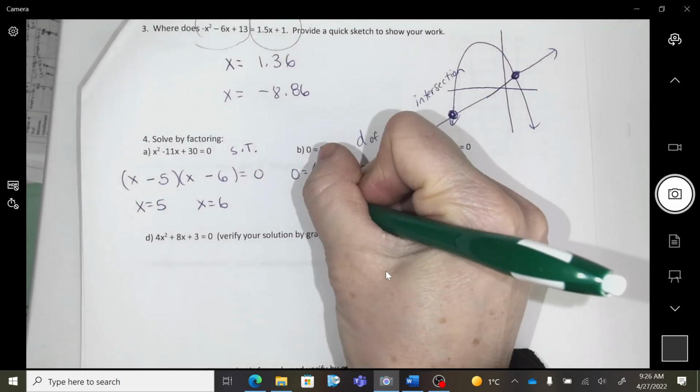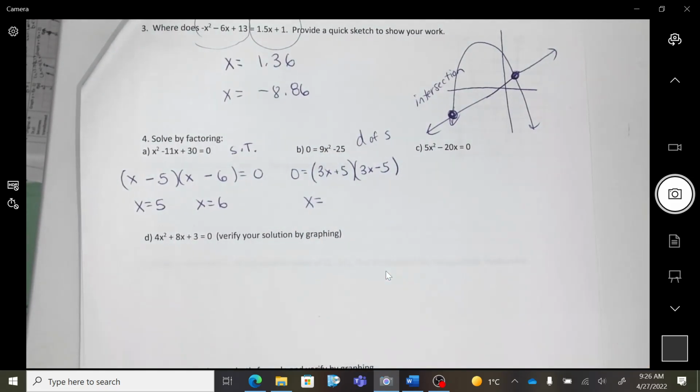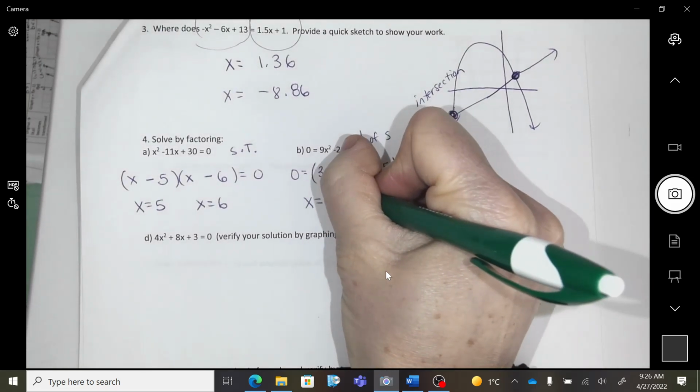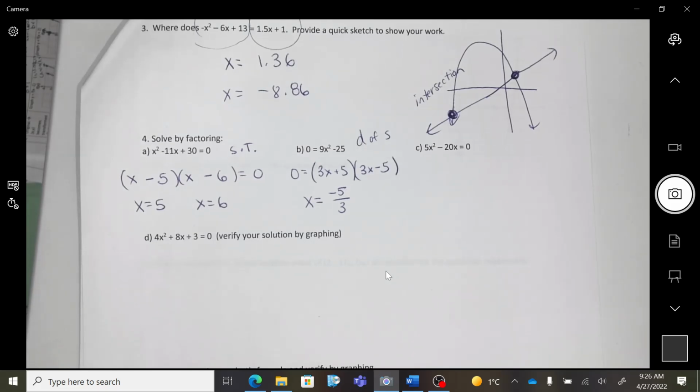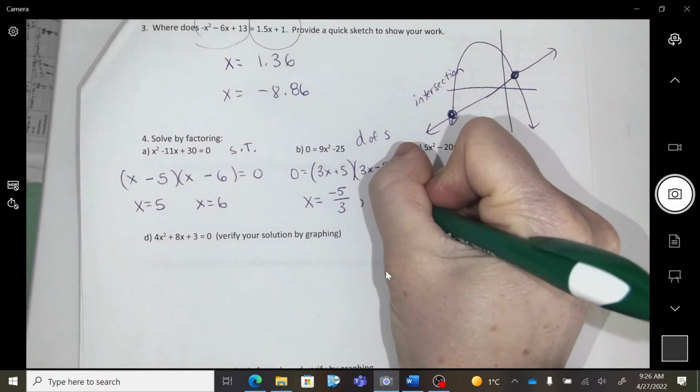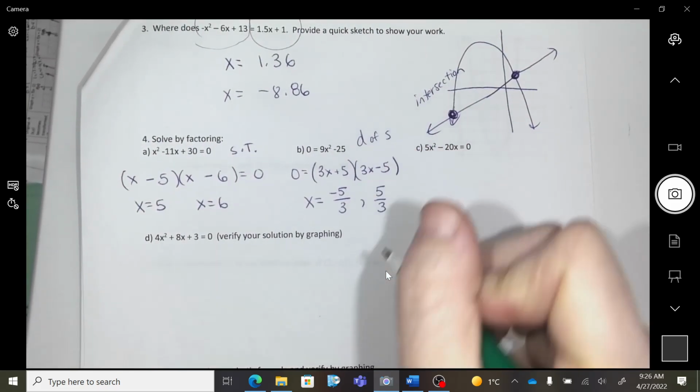So the answer for the first bracket, so this one is where you're going to have to do opposite divide. So negative 5 over 3. And then this one is positive 5 over 3.